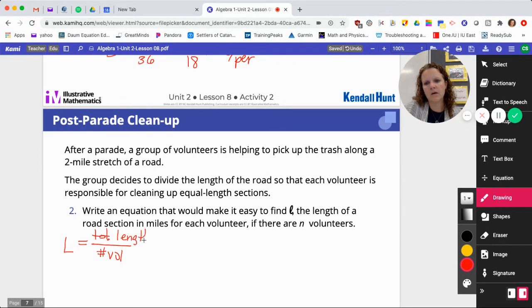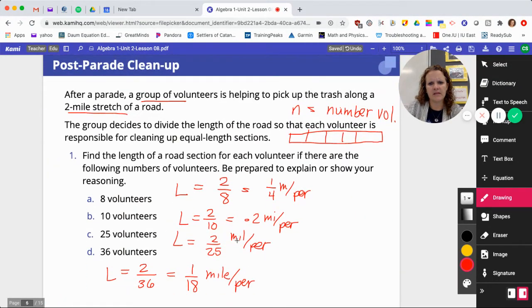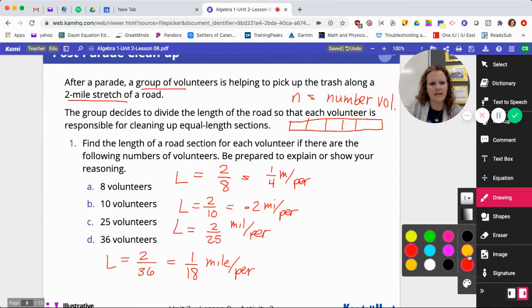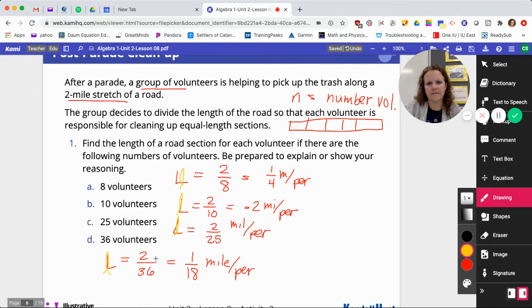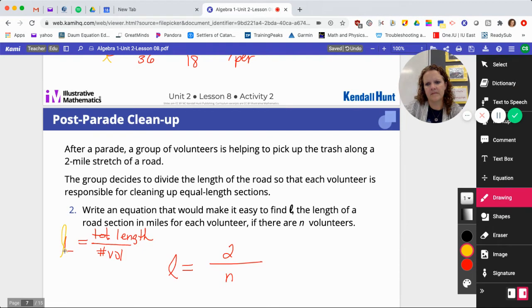So we did the work, but let's come up with an equation now. So length of road section in miles for each volunteer. So little l equals 2 over n, right? I'm going to go up here and fix what I did. Okay, we need this to be little l.